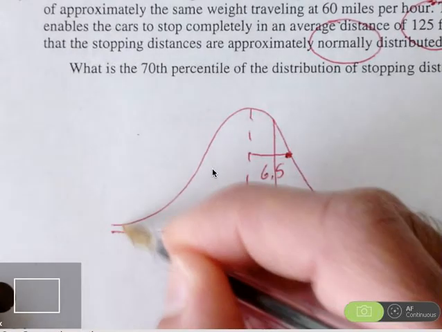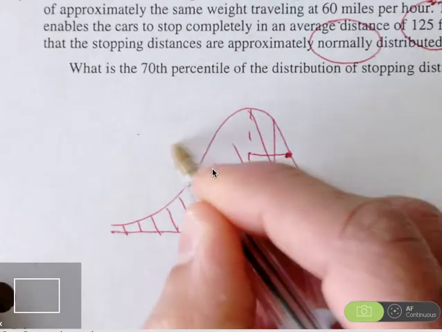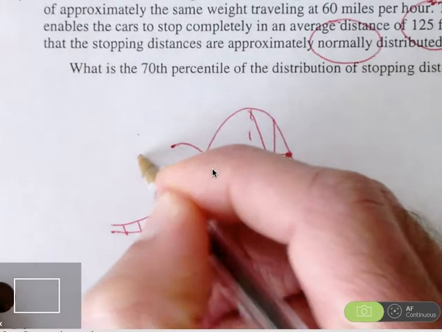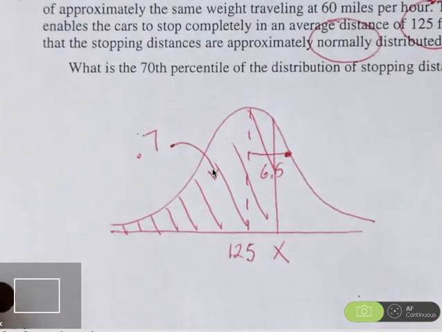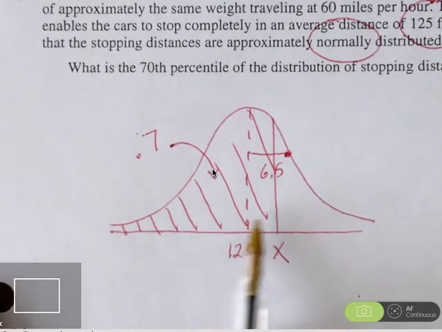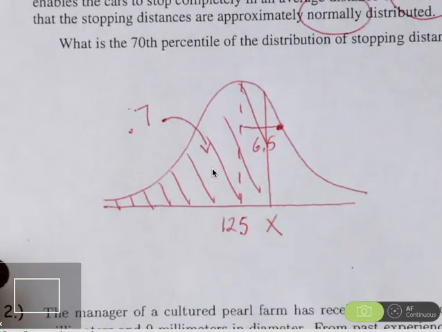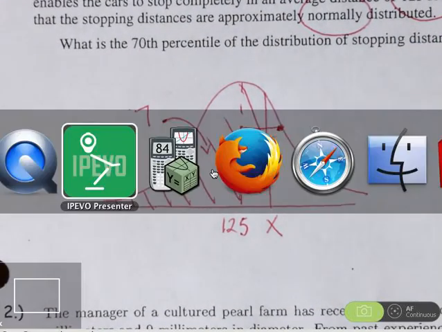And so this area right in here has to represent 70% of the distribution. Remember, I'm trying to find the stopping distance so that 70% of stopping distances are at that value or below that value. So this is a question where we need to use the inverse normal command. So to the calculator.